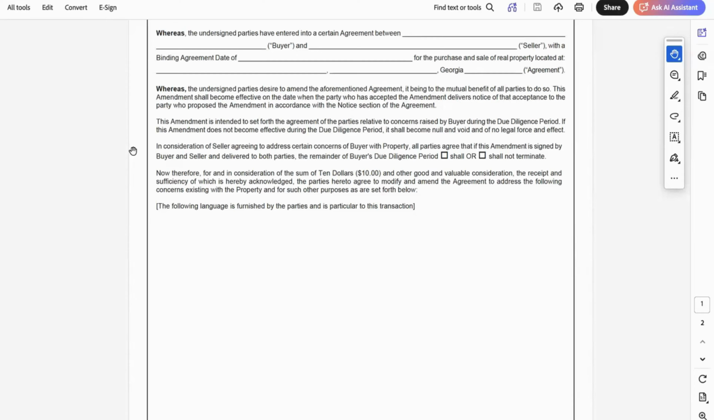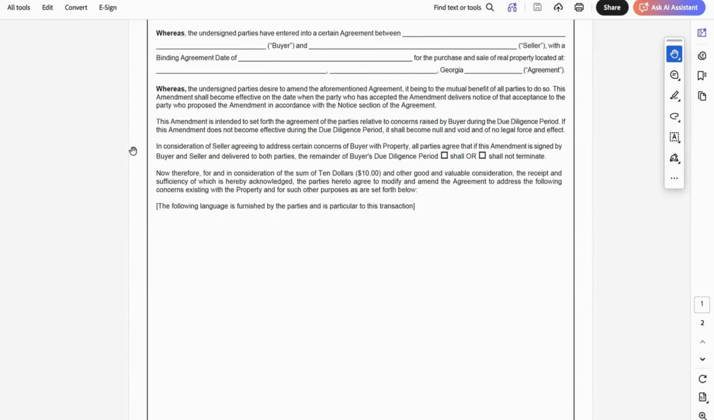Option 2, due diligence continues. If checked, buyer keeps the rest of the due diligence period. This gives the buyer more protection. Consideration clause. The amendment includes legal language in consideration of $10 and other valuable considerations. This is standard contract language confirming that there is something of value exchanged in the agreement. It makes the agreement legally enforceable.